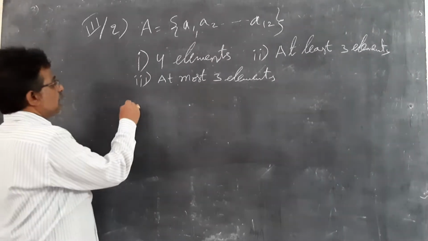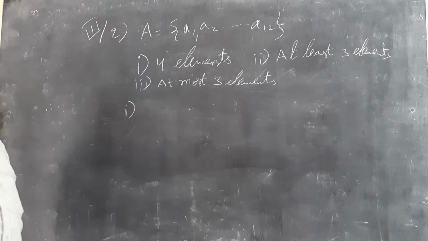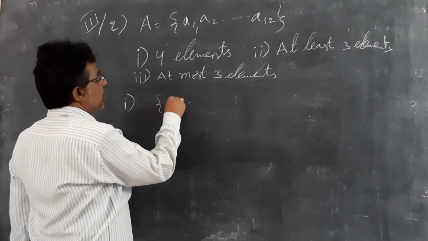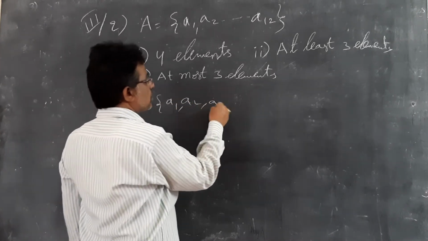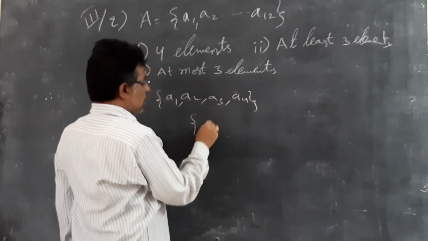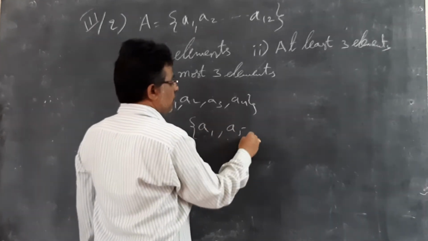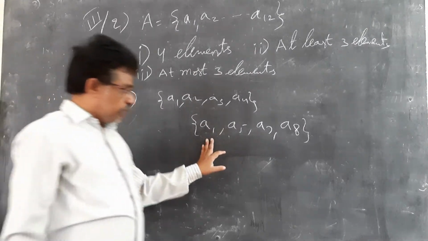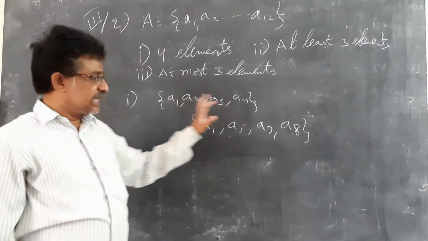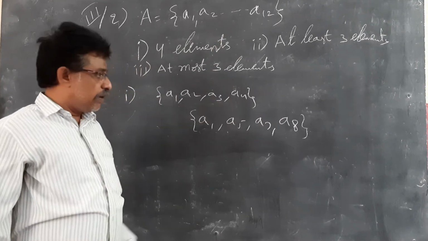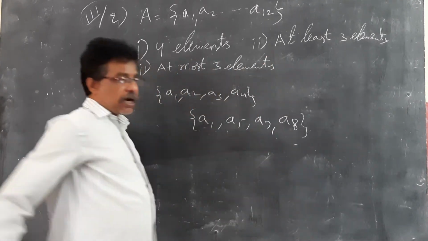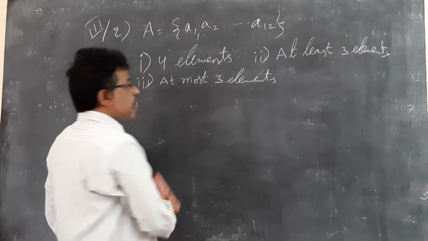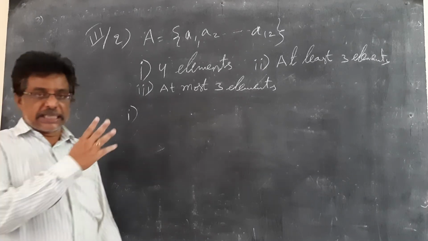There are 3 sums. Find the number of subsets of A containing 4 elements. So how do you find subsets containing 4 elements? Subsets containing 4 elements means we are selecting any 4, like A1, A2, A3, A4 or A1, A5, A7, A8, like this. We are selecting exactly 4 elements from 12 elements. How many subsets of this type can you form? Selecting 4 elements out of 12 elements gives you the number of such selections.